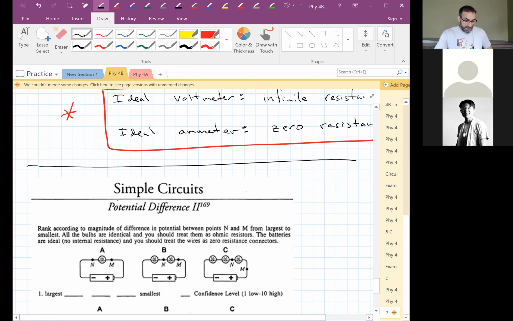All right, we've got identical light bulbs and batteries. The first circuit just has 1 light bulb. The second one has 2. The third one has 3. It's asking for the potential difference, right? Potential difference between N and M.